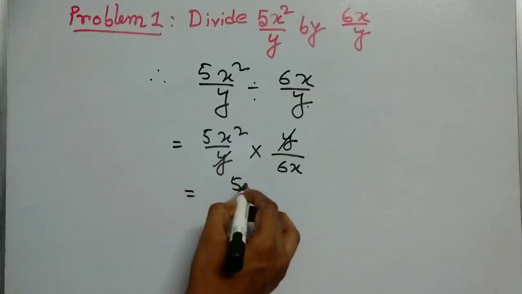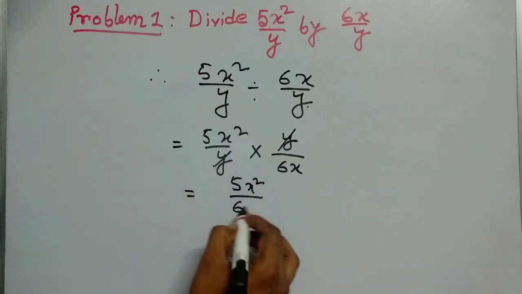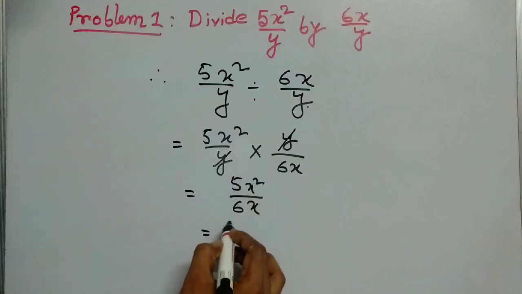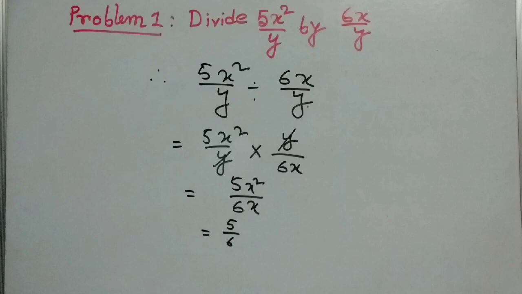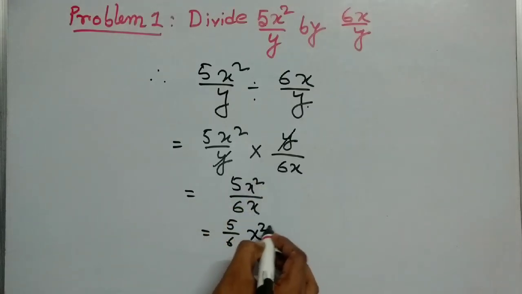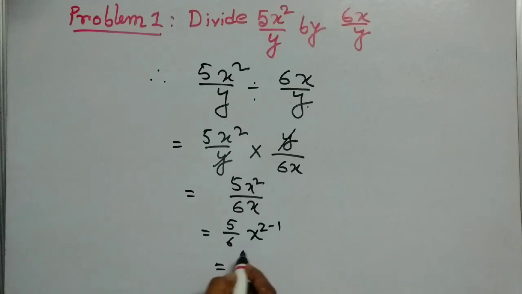Now 5x square by 6x. Now 5 by 6 we cannot divide, so it will be like 5 by 6, and this x square by x is x to the power 2 minus 1. So that is equal to 5 by 6 x only.